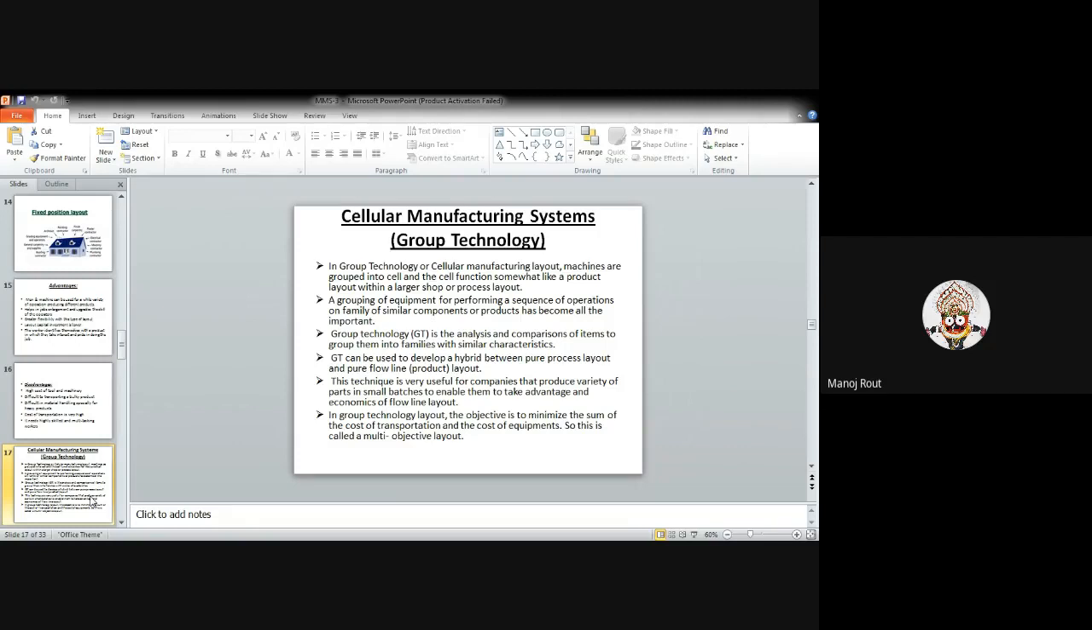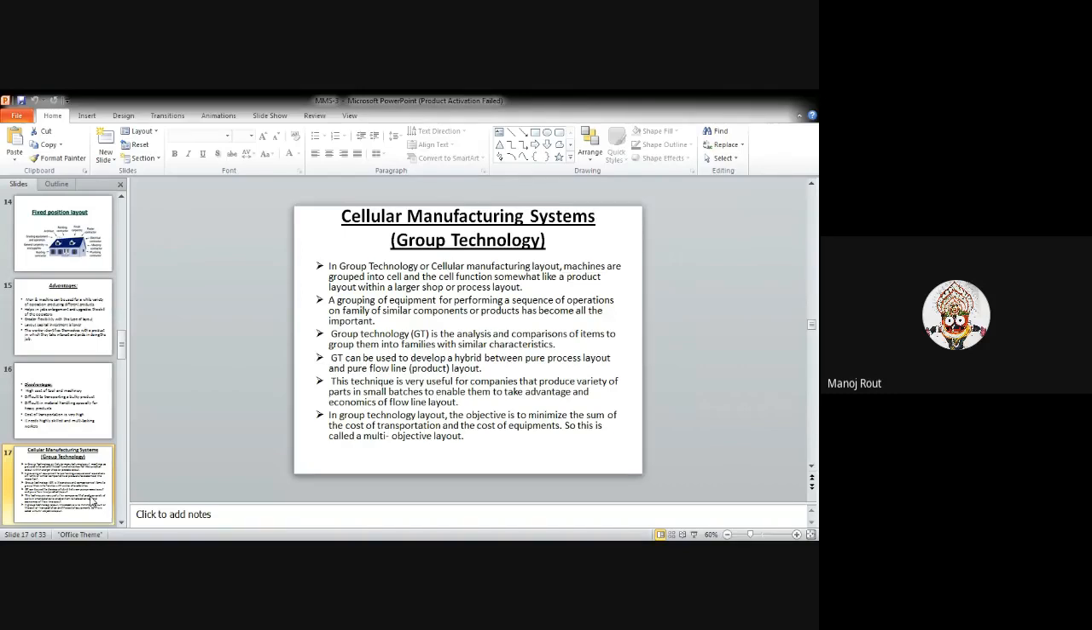So in that case, the similar parts, which contain similar characteristics, make a particular group, and that group should go for manufacturing operations or manufacturing activities. The next point: group technology can be used to develop a hybrid between pure process layout and pure flow line product layout. So this technique is very useful for companies that produce a variety of parts in small batches, to enable them to take advantage of the economics of flow line process, sorry, flow layout.